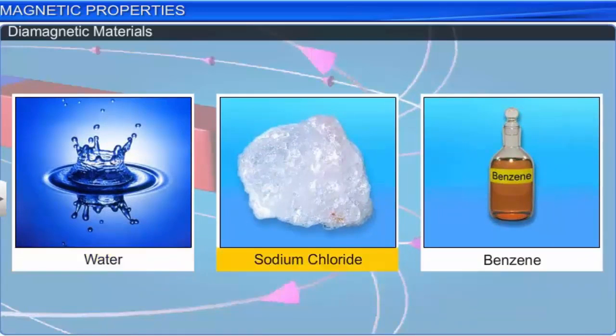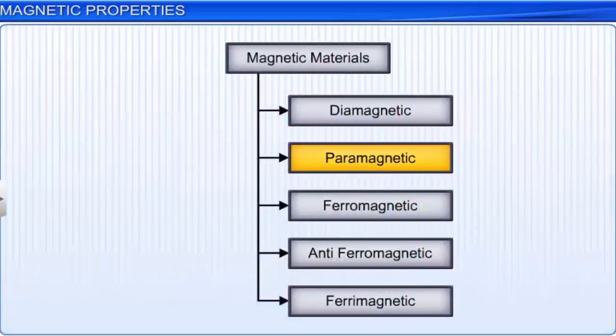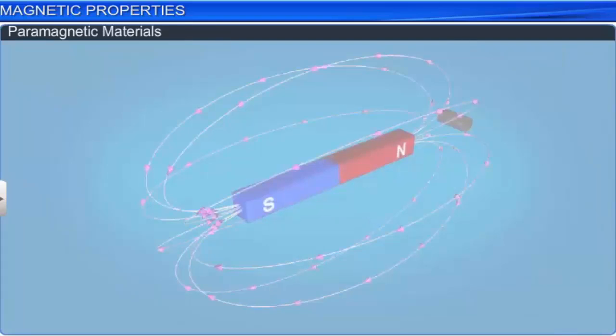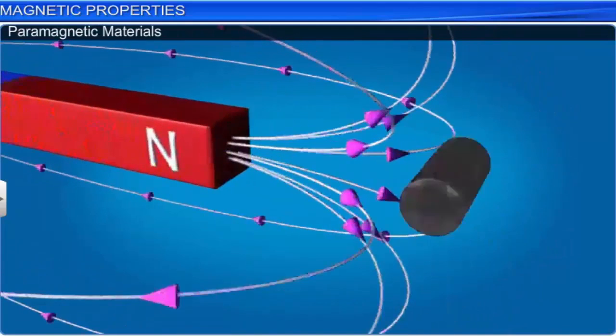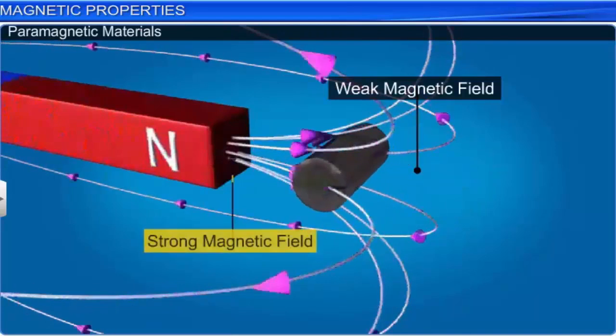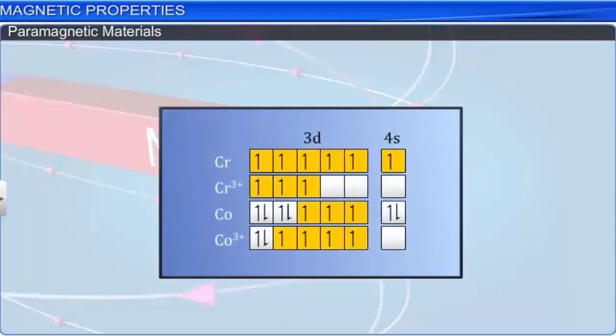Let's look at paramagnetic materials. Paramagnetic materials are materials that are weakly attracted by magnets. When a bar of paramagnetic material is placed in a non-uniform external magnetic field, it tends to move from a region of weak magnetic field to a region of stronger magnetic field. Paramagnetism is due to the presence of one or more unpaired electrons, which are attracted by the magnetic field. Some examples of paramagnetic materials are iron(III), copper(II), and chromium(III).